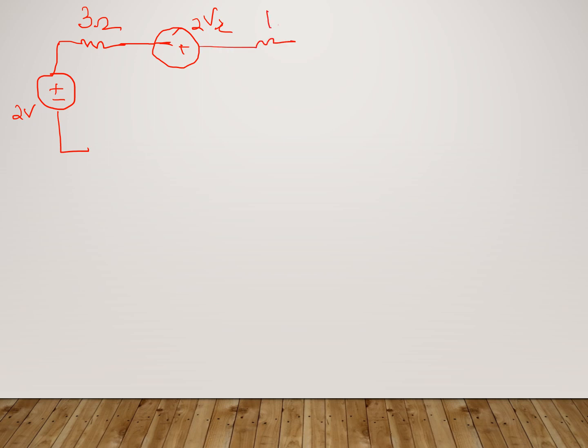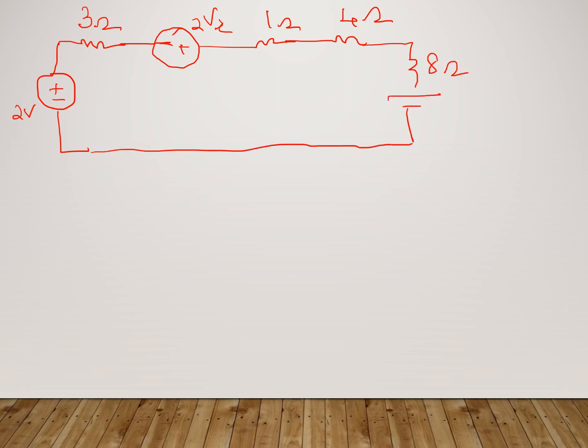So redrawing it, I'm showing a 2 volt source in series. So this is a voltage source. So the resistance has to be now in series. So that was 3 ohm, and we have the remaining part, a minus and plus 2Vx in series with 1 ohm, a 4 ohm, this 8 ohm, and the 8 volt source. So now we have a simple loop, right? And the current flowing through the 4 ohm was I, and the voltage across it is Vx.